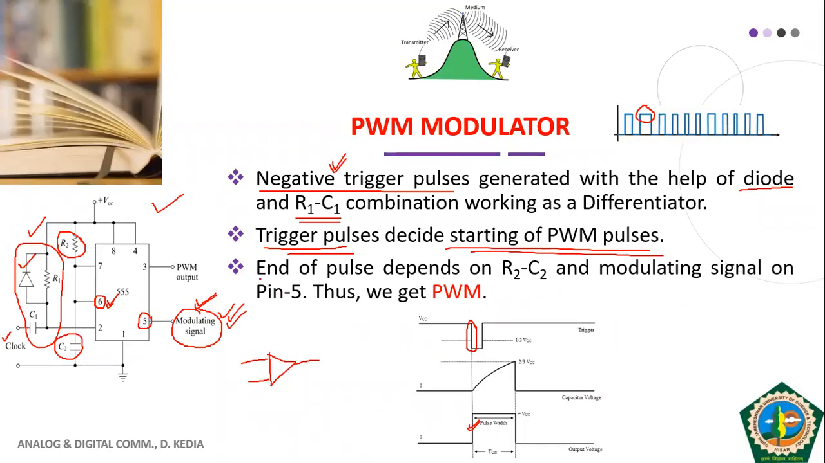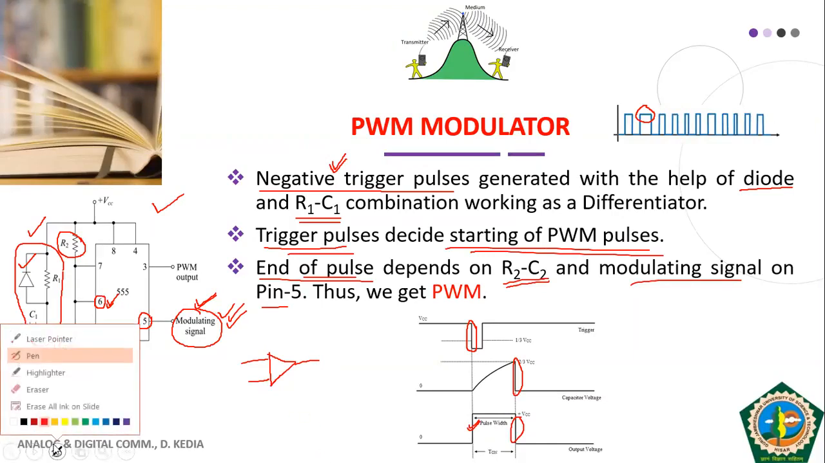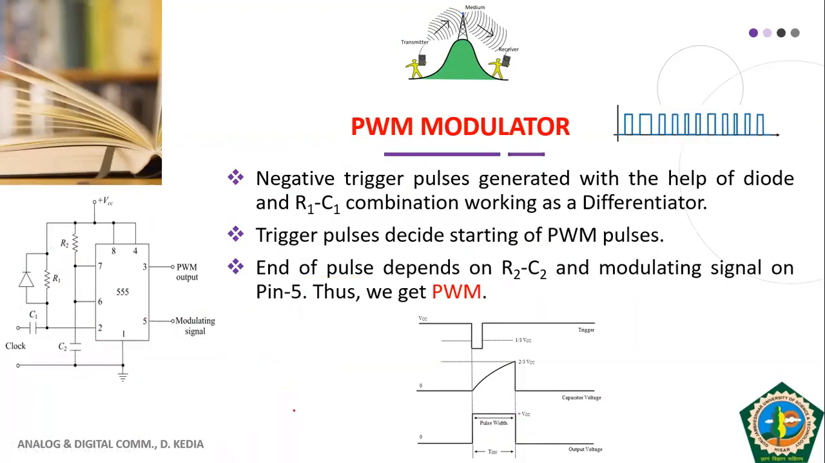So the end of the PWM pulse, this end, will be depending on your R2C2 combination and the modulating signal on pin 5. Only then we will be able to get your PWM. I hope all of you have understood this. Let me explain it one more time in further detail.